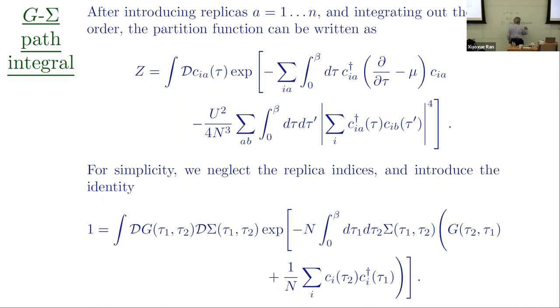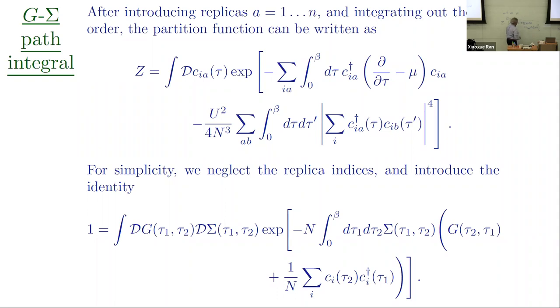And there's the interaction U alpha beta gamma delta, C dagger alpha, C dagger beta, C gamma, C delta. Okay, so then you introduce replicas, so n replicas, and then you average. So that means you have to put in a replica index here, A. And then you average the whole thing.